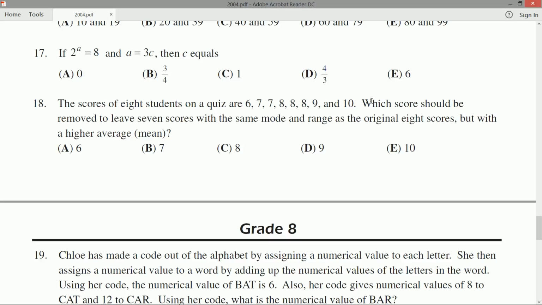Now, if we read the question again, we want a higher average mean. I'm willing to bet that if we leave the 9 in and take one of the 7s out, that'll increase the average, just based on looking at it. You want to keep higher numbers if you want a higher average. So I'm willing to bet that 7 is the answer, but we can actually do the computation.